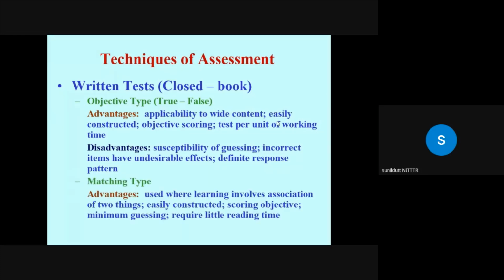Then matching type test, in which two tables are given. The students are required to match the items given in table 1 with the corresponding responses given in table 2. Okay, so if you want to increase its objectivity and reduce guessing, you need to increase the number of responses compared to the premises.